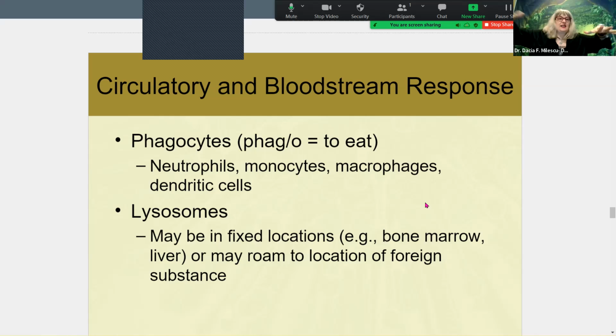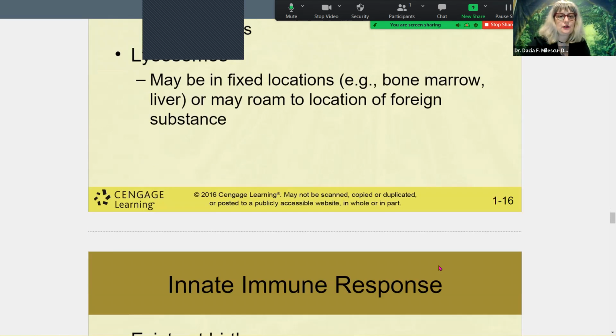Dendritic cells have these extensions, which are really cool, that you can see on a microscope with a prepared slide. You can see the dendritic cells literally picking up the pathogens with their pods. Lysosomes. What are lysosomes? These are found throughout the cells. They are very common in bone marrow and liver, and they roam around, and they release enzymatic activity to get rid of foreign substances, viruses, bacteria, etc.